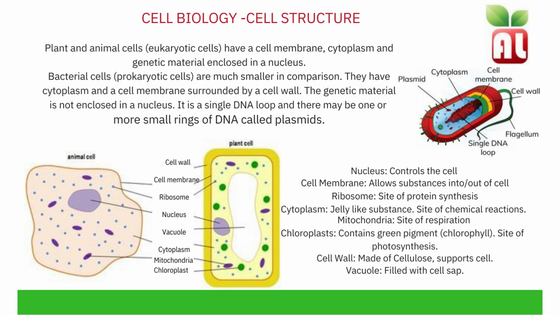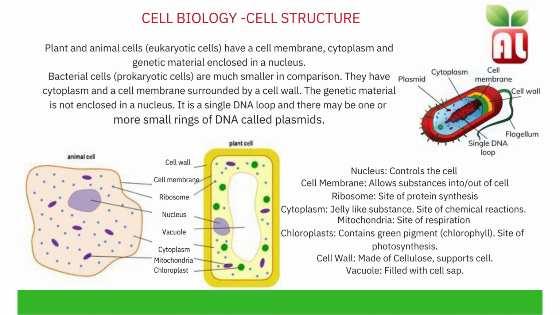Mitochondria is the site of respiration. All living things respire. Respiration is the process of releasing energy. The chloroplasts, which are only found in plant cells or those that photosynthesize, contain a green pigment called chlorophyll. This is where photosynthesis occurs.